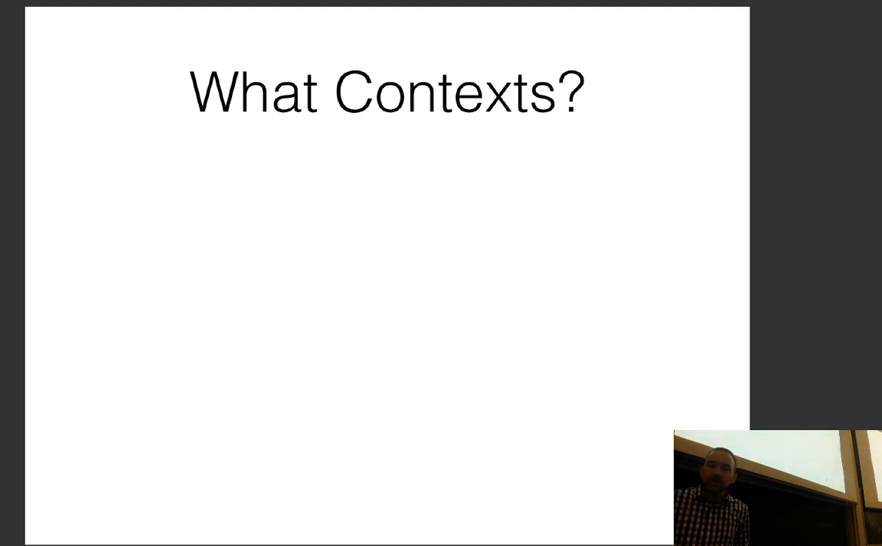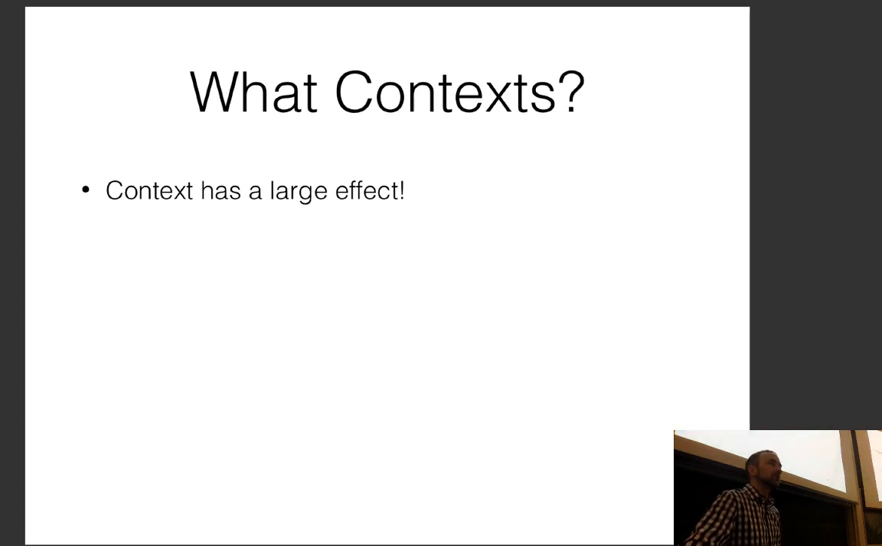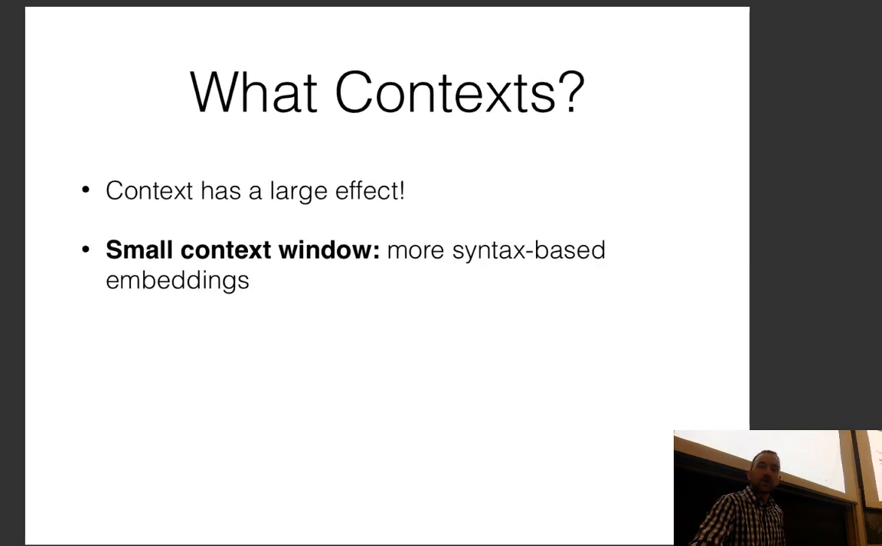So the next thing to think about is what contexts do we want to use? And this is actually really, really important. Context has a much, much larger effect on the word embeddings that you get than the actual training objective, I think. One extremely salient example of this is the small context window. If you have a small context window, you'll get much more syntax-oriented embeddings. In particular, if you just take the two surrounding words as your context and train a skip-gram model, you'll get things that are very sensitive to part of speech tags, et cetera.